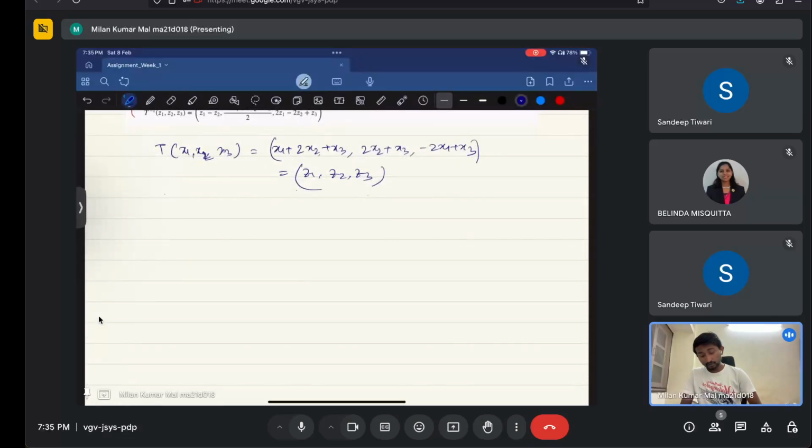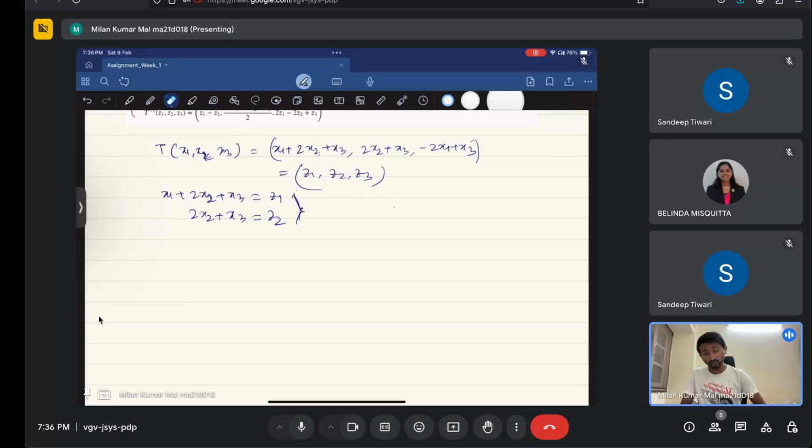So one can write: 2x1 plus x2 plus x3 equals z1, 2x2 plus x3 equals z2. One can easily check here, because it is saying that x1 plus z2 is equal to z1. One can easily check something here.